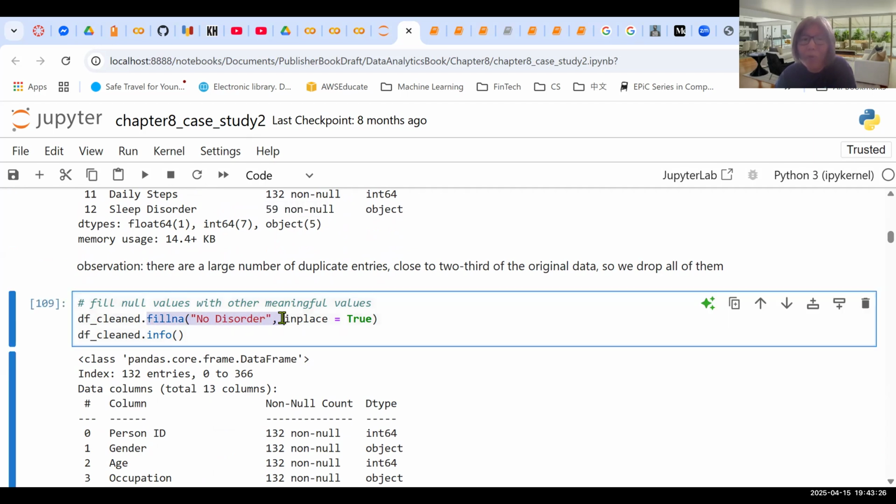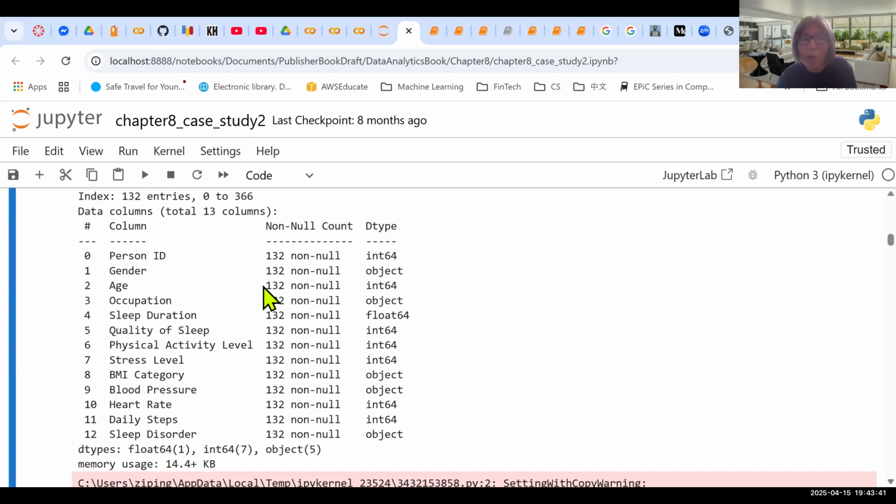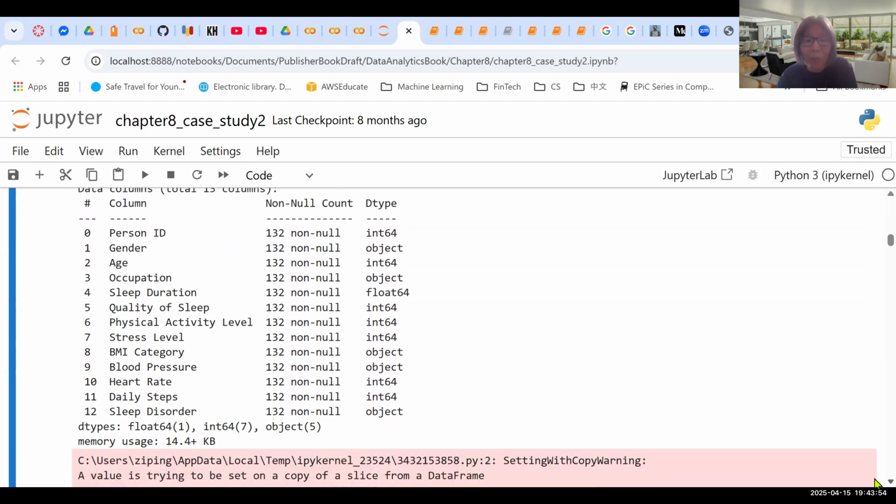We are going to fill it because its type is not numeric, it's a string. So basically it's normal, so we just fill it with "no disorder". After that, we can do the info check again. Now you will see there is no missing data. So all of the data are filled.